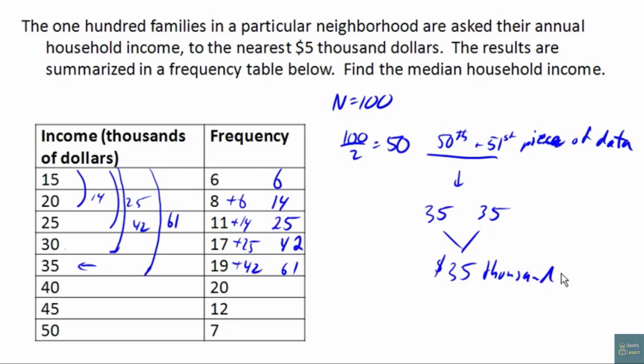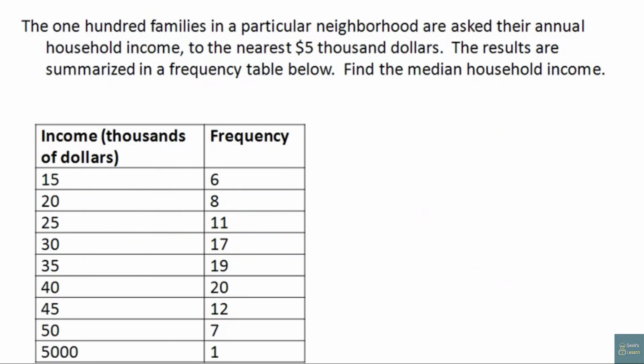Now, interestingly, look what happens when we add another family. So we're going to add another family to our mix here. Again, we're going to add this family who makes $5 million a year. So now we have 101 families, and from that we know that the median is going to be a single value, in this case the 51st value. And just like we did before, we can start counting up from the bottom. And since the bottom part of the data didn't change, we already know that the 51st piece of data is in this category.